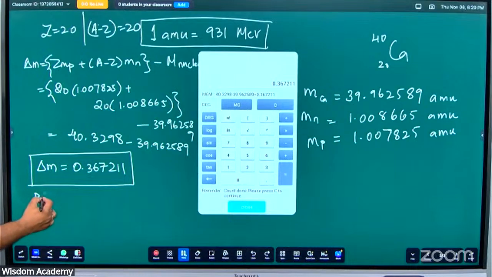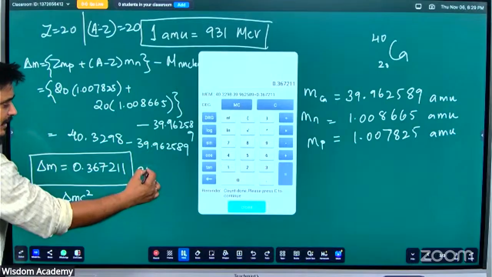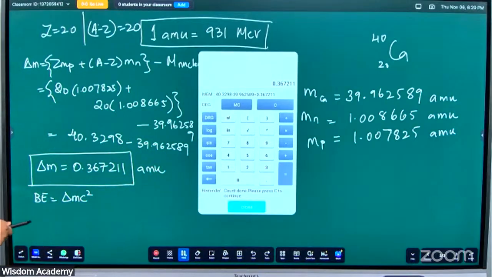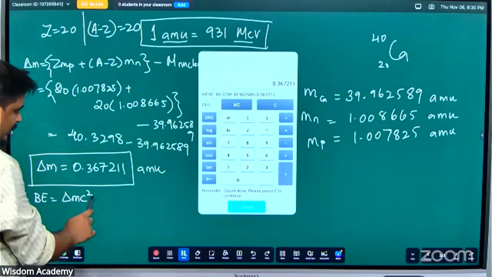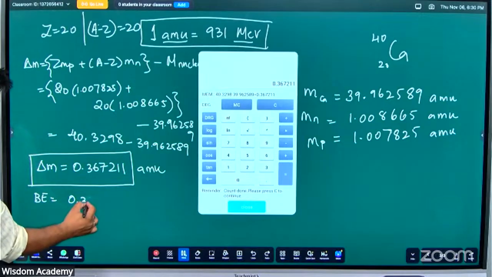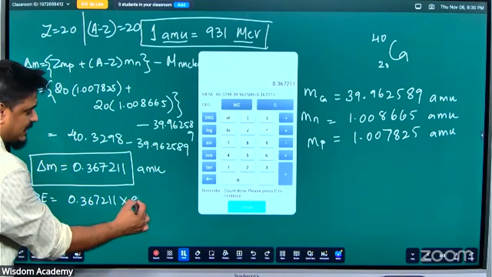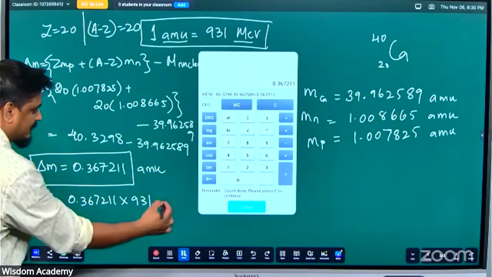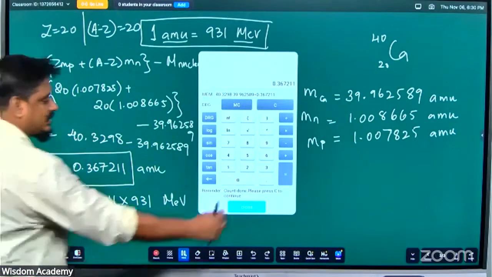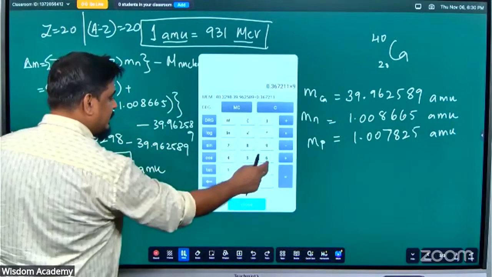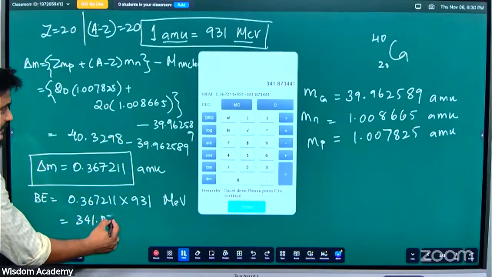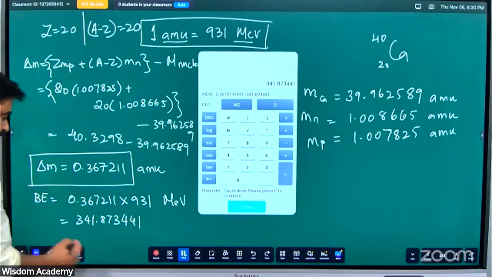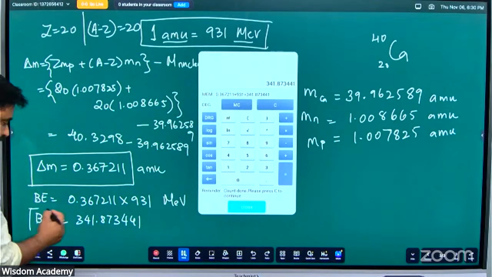And then binding energy will become equal to delta M into C square. But I told you, whatever we get, we are getting in AMU, right? So no need of multiplying by C square here because I told you to convert AMU into MeV directly. So you multiply this value with 931. 0.367211 times 931, you will get the answer in MeVs, isn't it? So we'll do that, multiplying by 931. What do we get? We get 341.873441. This is the binding energy of the nucleus.